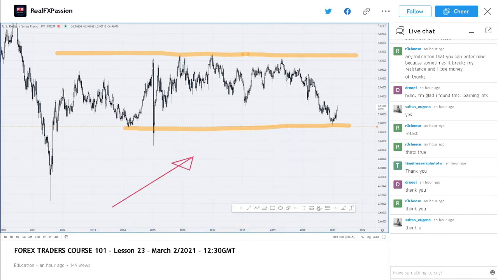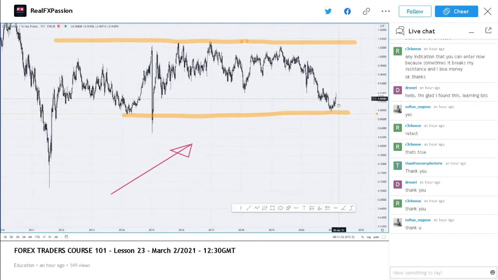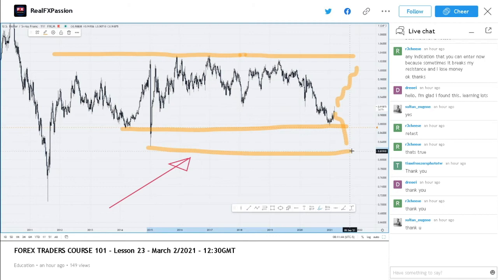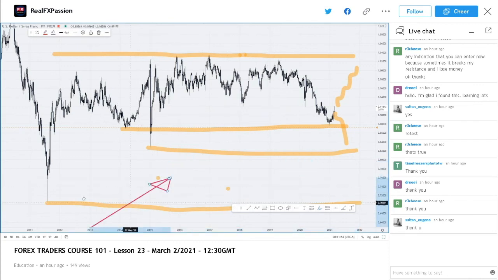So this is the channel now that we are watching, right? And remember, on Friday we have the news, non-farm payroll. If the news is going to be bad for the US dollar, it's going to break this and go to this level. And lastly, less probable, but it's a probability game, it can fall down to this level.